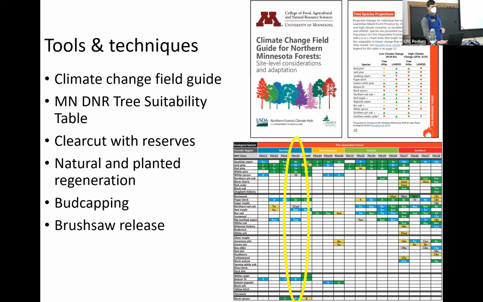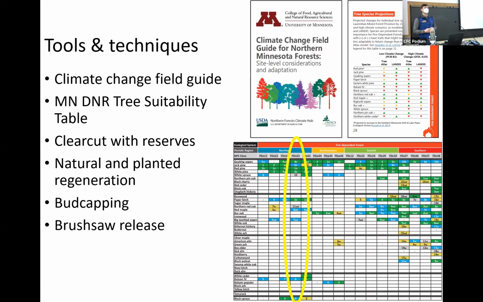The other tool that I used was the Minnesota DNR tree suitability table. What the tree suitability table does is list all the tree species that are expected to be in a given native plant community. It's not big enough on the screen here, but it doesn't need to be. It's just giving the example: all I did is I looked at the column for the FDN 33 and said, I need to choose a couple of these and make sure that they're in my prescription, basically, or my planting plan. So those are tools that are already out there that I used.